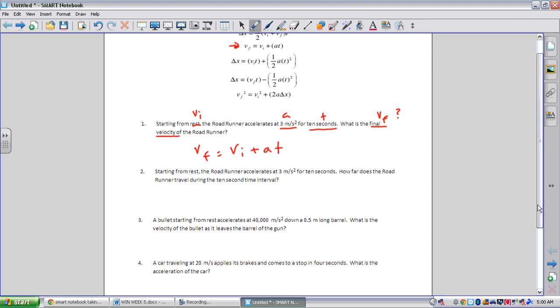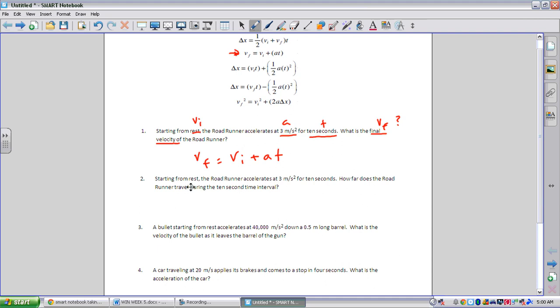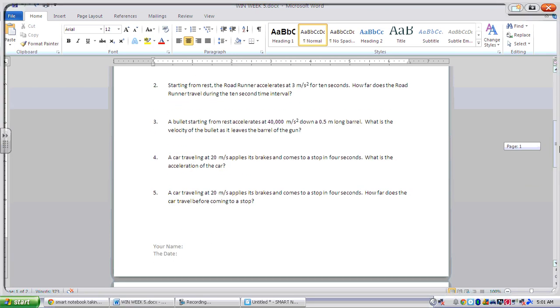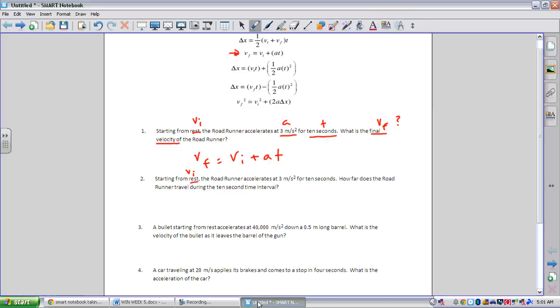On number 2, it says that you're starting from rest. Again, so we have an initial velocity there. The Roadrunner accelerates at 3 meters per second squared for 10 seconds. Wait a second. Did I have the same problem twice? It looks like I did. Okay, so the difference here between this one and the first problem is that here you're given an acceleration, the time again, but now we're looking for how far. Sorry, I was thinking of the exact same problem.